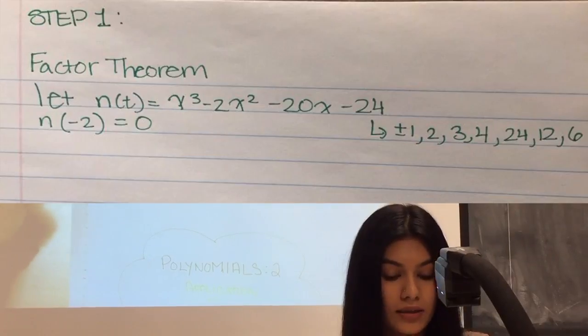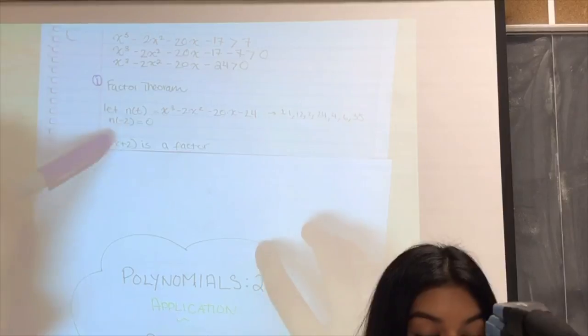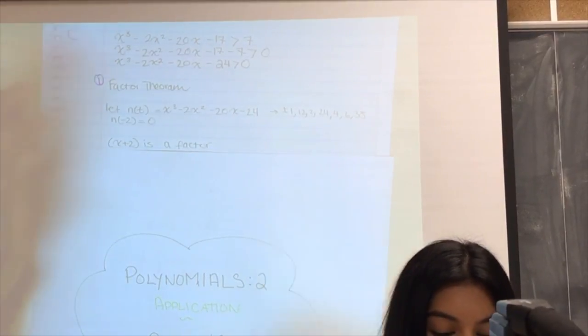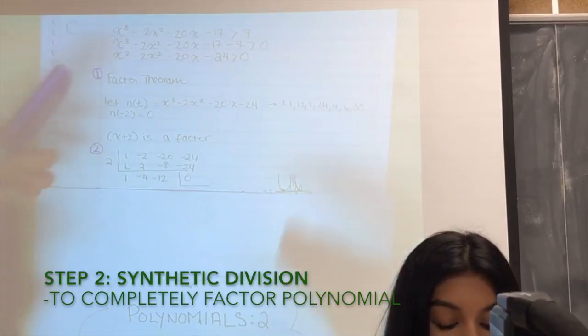And that is when x is equal to -2. So after using the factor theorem, we found out that x plus 2 is one factor of this polynomial. The next step we're going to use is synthetic division. So what this will do is further simplify it.